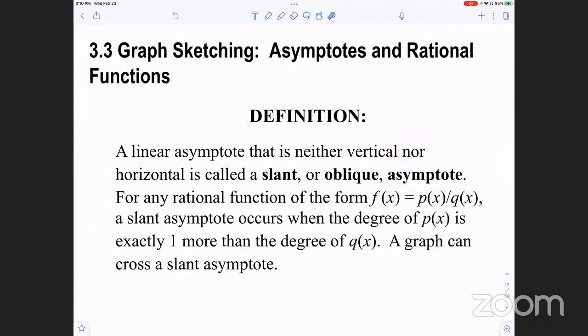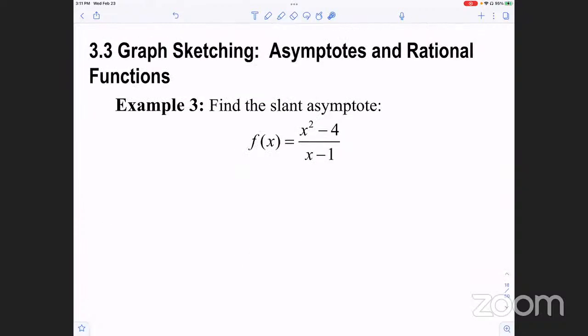And then we have this definition. We have that a linear asymptote that is neither vertical nor horizontal is called a slant or oblique asymptote. For any rational function of the form f of x equals p of x over q of x, a slant asymptote occurs when the degree of the numerator is exactly 1 more than the degree of the denominator. A graph can cross a slant asymptote, right? Okay. So find the slant asymptote.